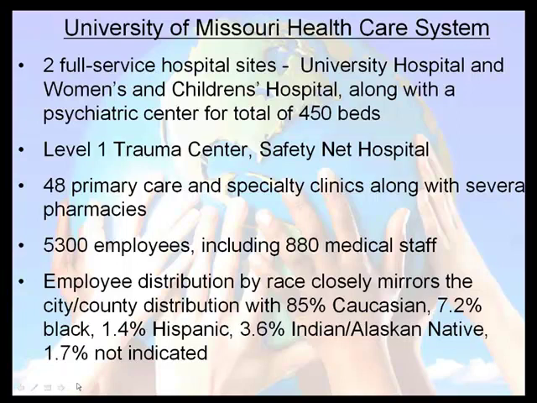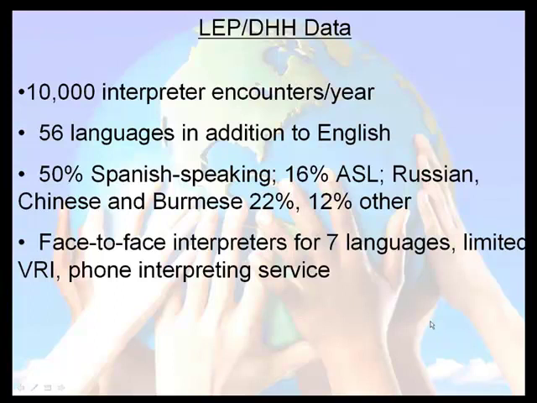We are, by all measures, about 85% Caucasian. You can see the percentages: 7.2% Black, 1.4% Hispanic, 3.6% Indian, Alaskan Native American, and 1.7% not indicated. And that really does reflect pretty much the population distribution as well. Next slide, please. Well, we are not on the next slide, but there we go. Thank you, Diana.